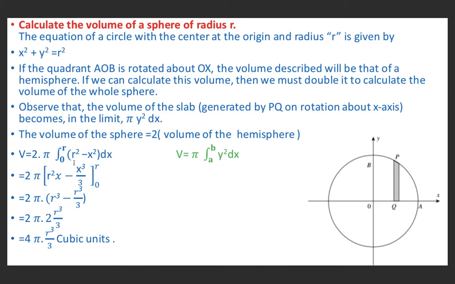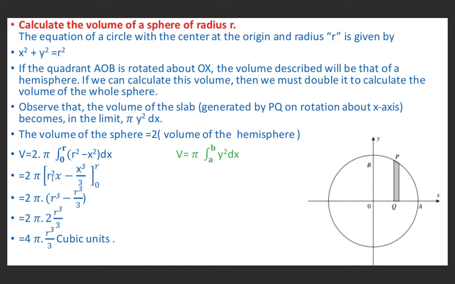So integration of r square, r is constant, is r square x. Integration of x square is x cube upon 3, because integration of x raised to power n is x raised to power n plus 1 upon n plus 1, and integration of 1 is x. Limits are from 0 to r. First of all, substitute the upper limit, then write the minus sign, then substitute the lower limit.